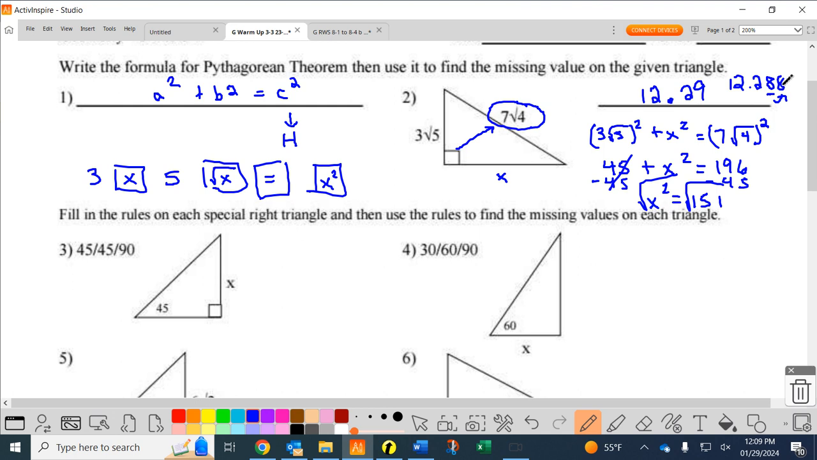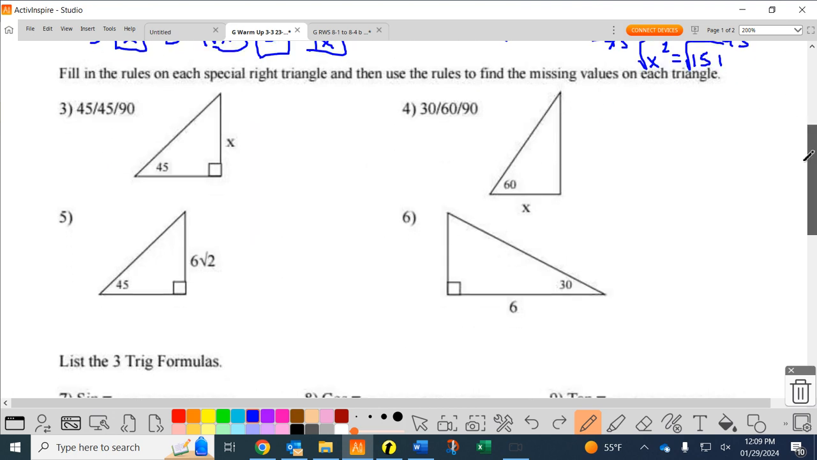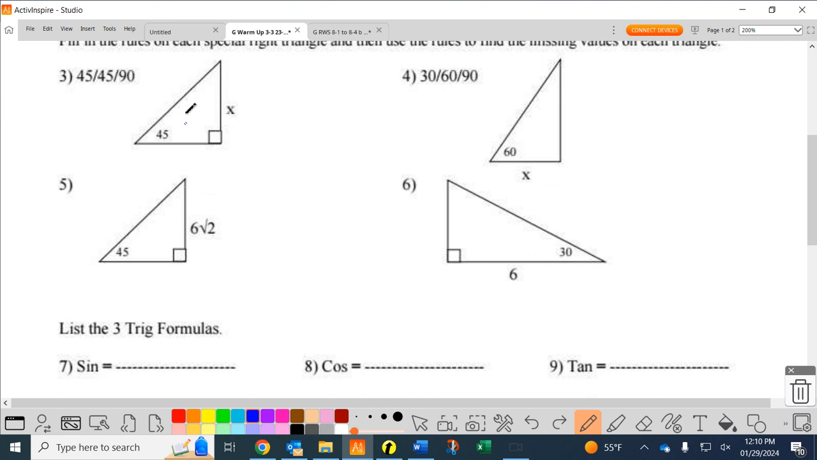Okay, we've got a 30-60-90 and a 45-45-90. The first one is the 45-45-90. What do you know on a 45-45-90 about the legs? That they're the same. So mark them congruent before you do anything. If this one is x, this one's also going to be x. The only magic number on a 45-45-90 is what?